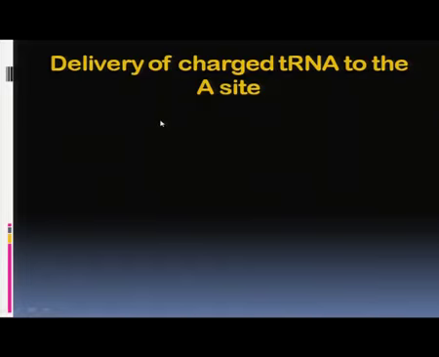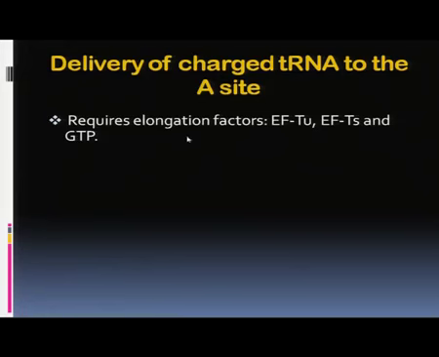So, the first step is delivery of charged transfer RNA to the A site. That means how the incoming charged transfer RNA will combine to the A site, which is free for the charged transfer RNA. It requires elongation factor EF-Tu. Tu stands for thermo unstable. Elongation factor Ts. Ts stands for thermostable, and GTP molecule as energy source.